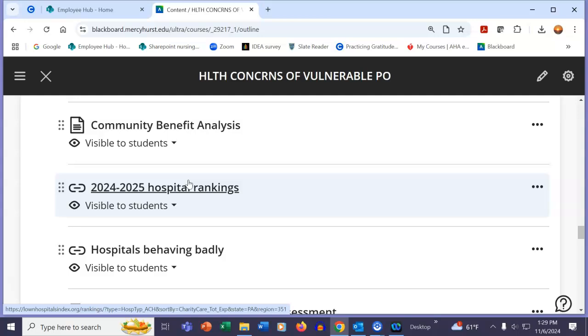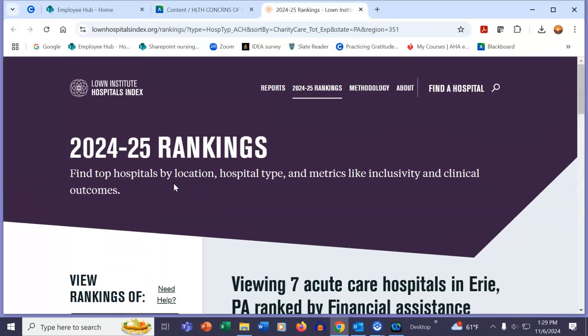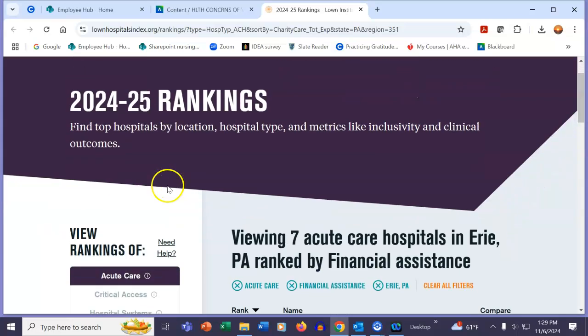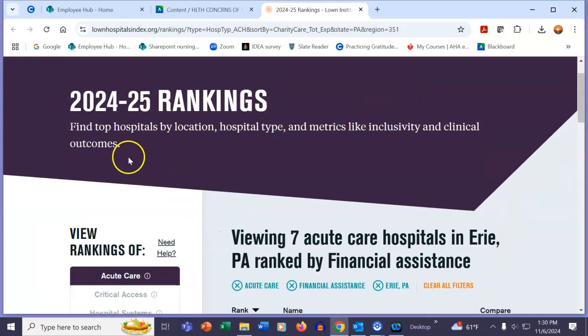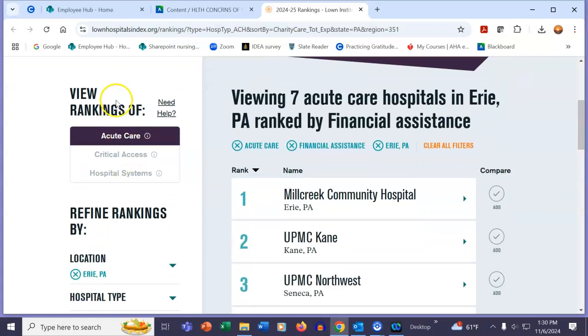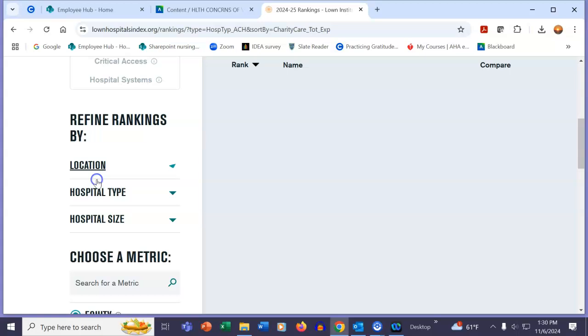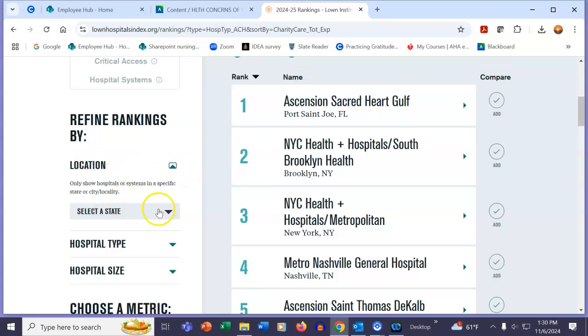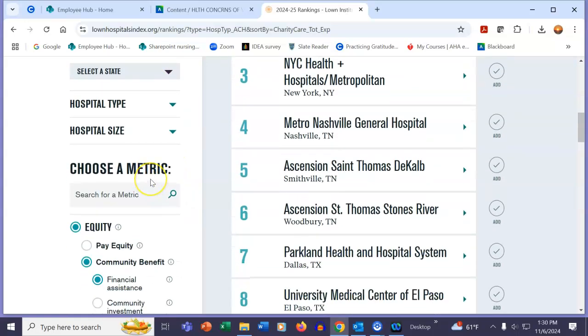So I want you to know that I'm not picking on UPMC, but I'm going to show you some information because that was the healthcare system I was interested in knowing more about. And so when you click on here, you can change things around. These are from the Lown Institute, the 2024 to 25 rankings. And you can view the rankings by acute care hospitals, systems of care. You can go by location, so you can just put Pennsylvania in. You can select any state that you're in, hospital type or size, but then you can choose a metric.